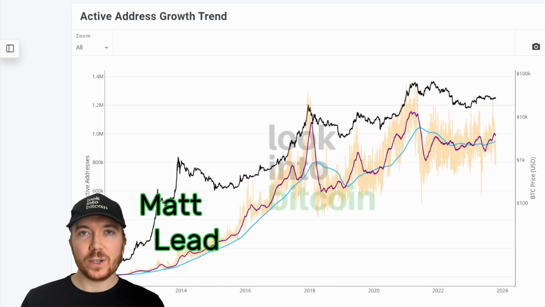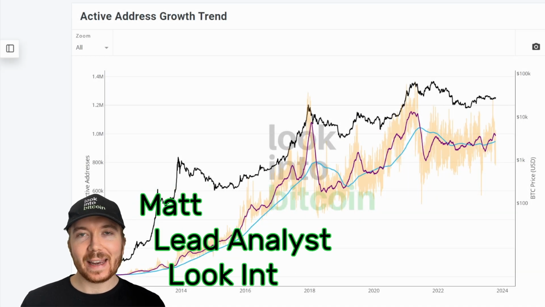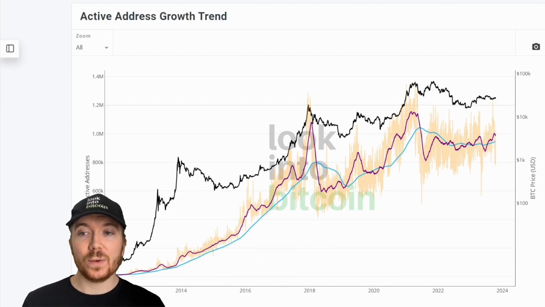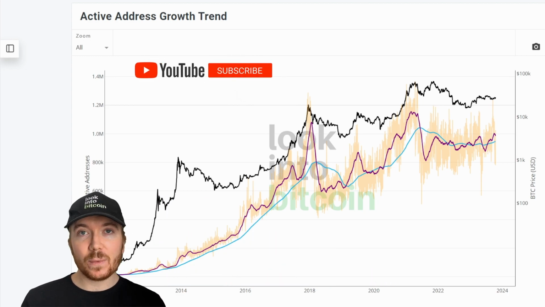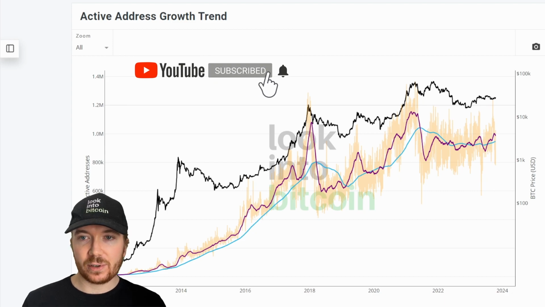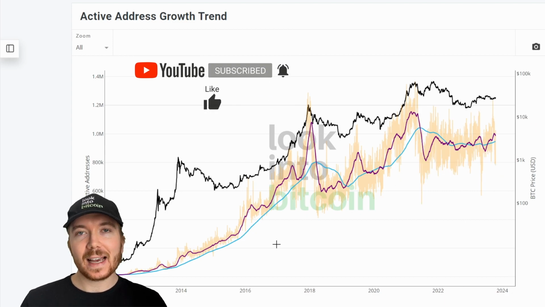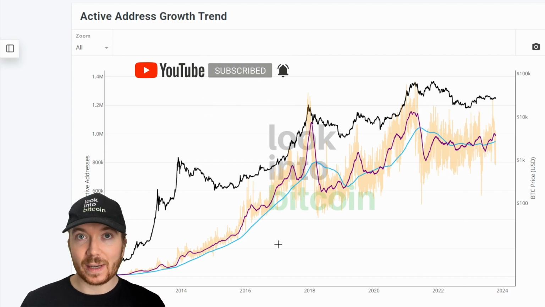Today we're going to be looking at a few new Look Into Bitcoin charts to try and gain some insight onto where the next big move for Bitcoin is going to be. And to begin with, we're just on the active address growth trend chart, as we can see here. And this is a little similar to one of the existing charts we have on Look Into Bitcoin, which is just the active address chart.